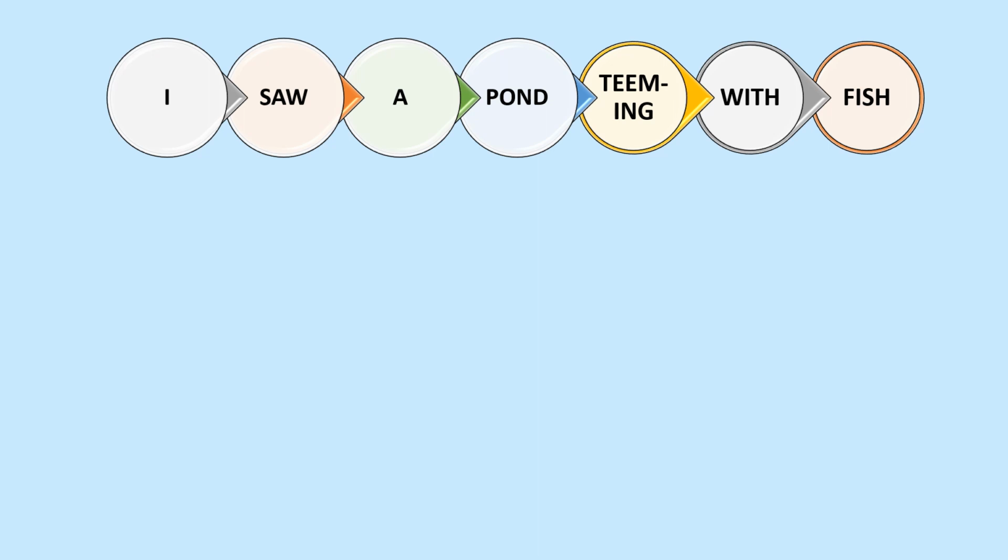And we have another action word here, teeming. Teeming means having lots of fish. So teeming is another verb which doesn't act like a verb. It acts as a describing word. What kind of pond? Pond teeming with fish. So we have an ing word here which does not act as a noun but acts as an adjective describing this pond.